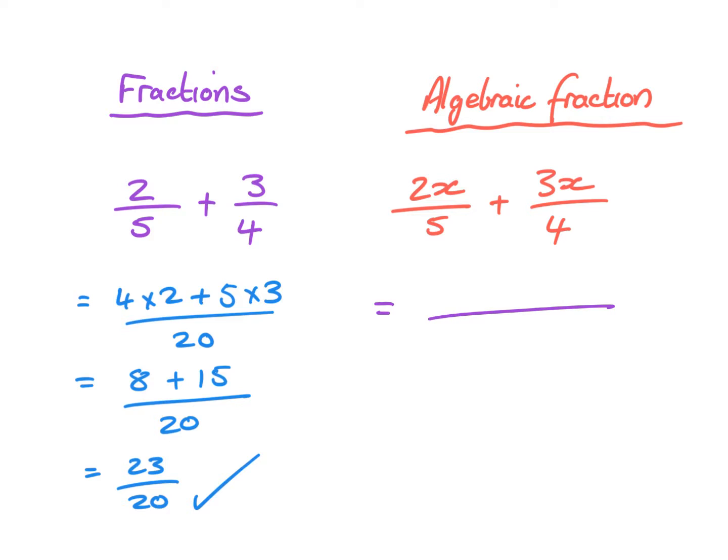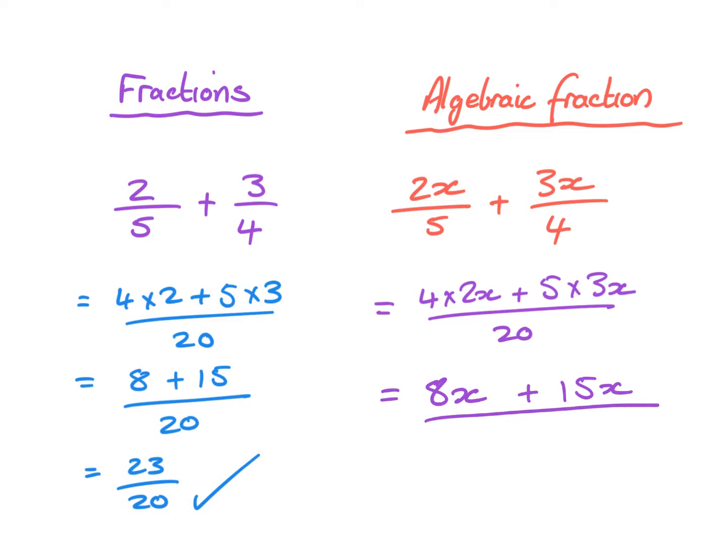My lowest common denominator is still 20. 5 goes into 20 4 times, so it'll be 4 multiplied by 2x, plus 4 goes into 20 5 times, so it'll be 5 times 3x. Therefore 4 by 2 is 8x, plus 5 by 3 is 15x, all over 20. And my answer therefore is going to be 23x all over 20.